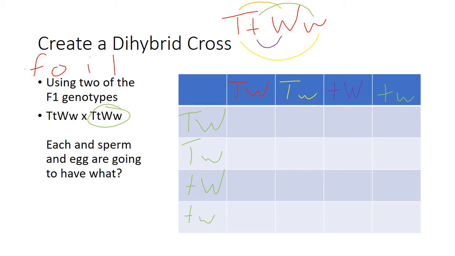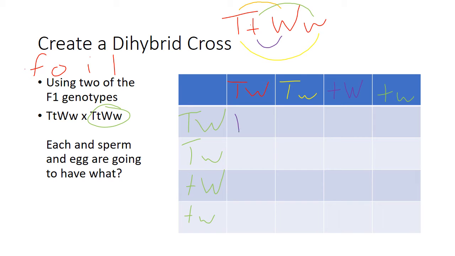Now, when we go to solve this, we're going to solve it exactly like we would a monohybrid cross, but we're going to put the T's together and the W's together. So I'm going to do this in yellow. Let's see how yellow turns out. Nope, we can't do this in yellow. So we'll do this in a darker color.